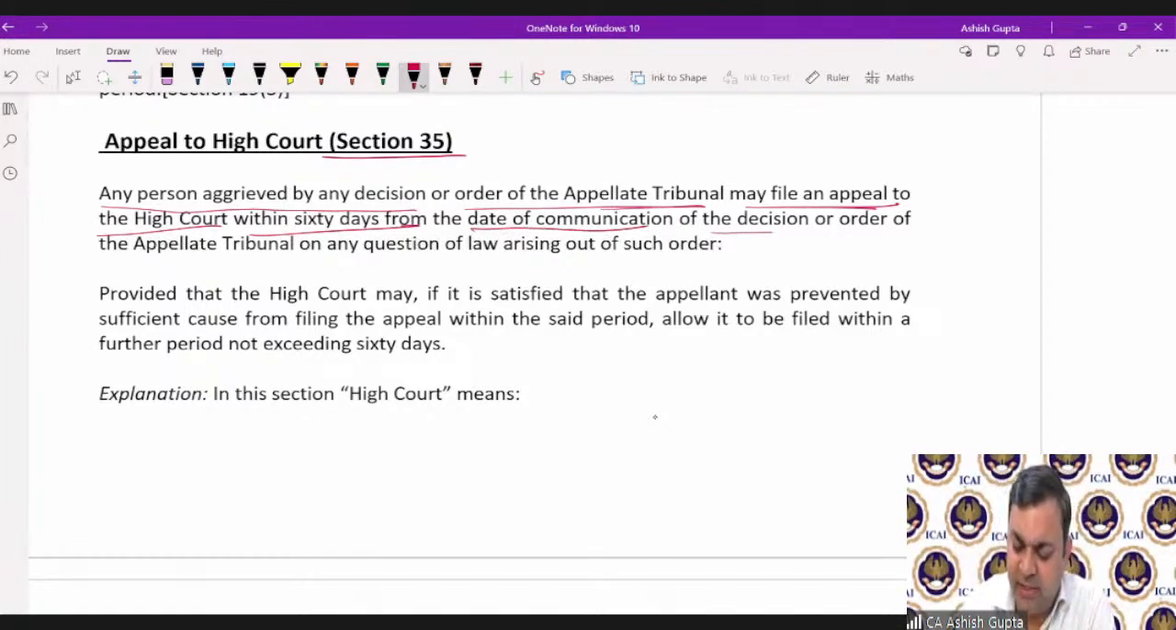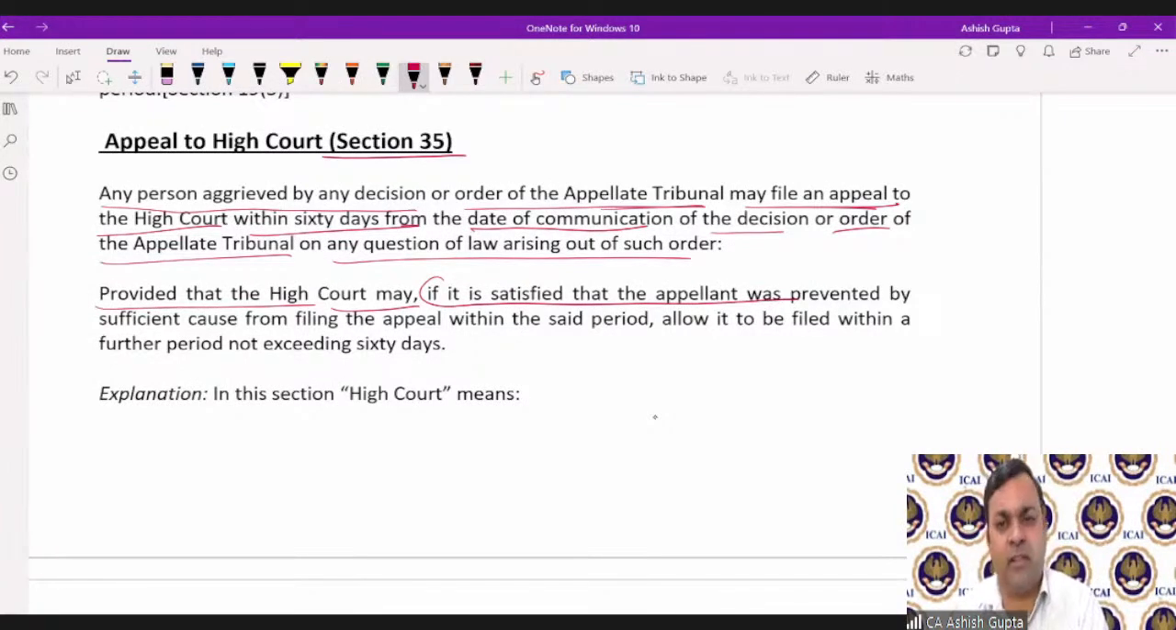From the date of communication of the decision or order of the AT on any question of law arising out of such order, provided that the High Court may, if it is satisfied that the appeal was prevented by sufficient cause, then they will provide 60 further days.